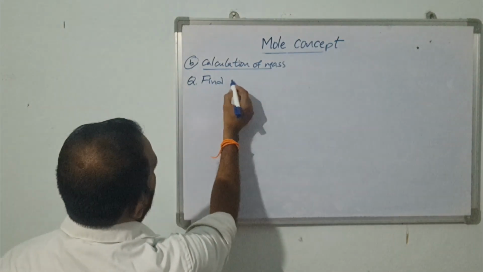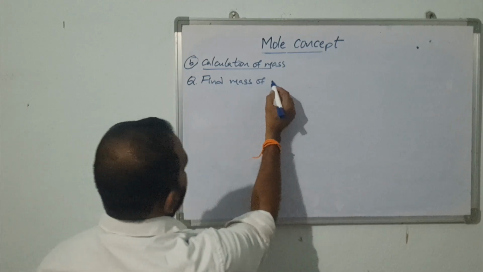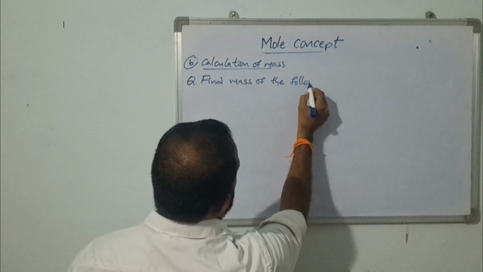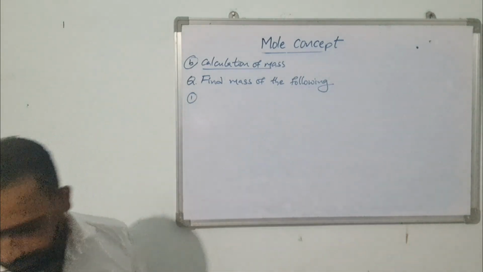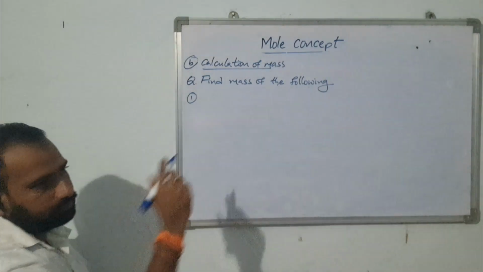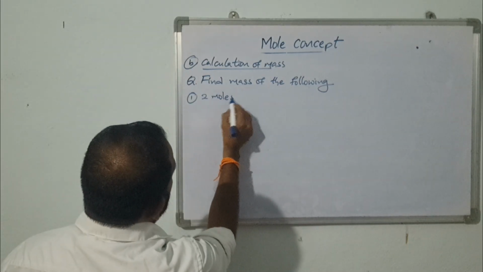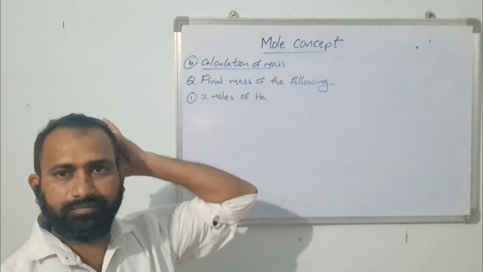Find the mass of the following. Okay, in that, the first question is 2 moles of helium. 2 moles of helium.